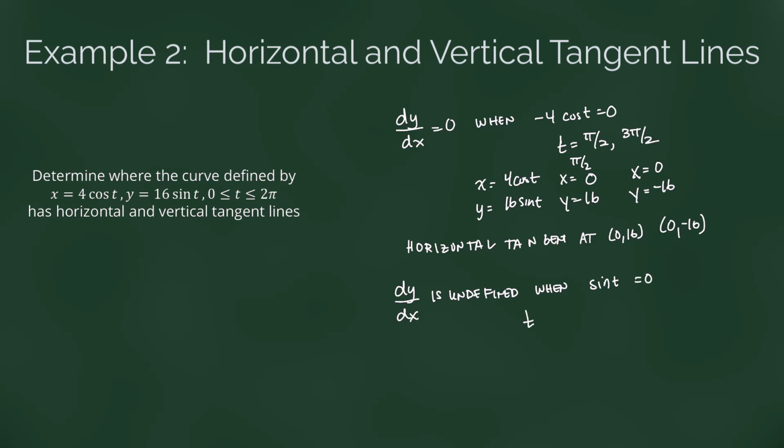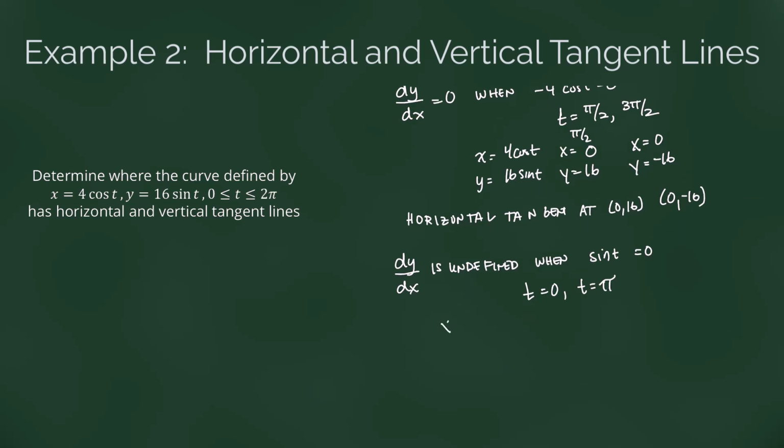So on our interval that occurs at t equals 0 and at t equals pi, we don't need to include 2 pi because, given the period of both these functions, the values we're going to get will be the same for 0 and for 2 pi. So now we just find our points.